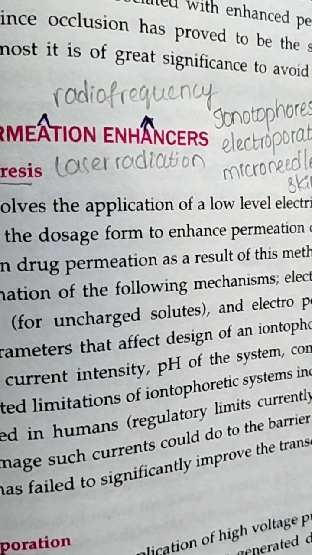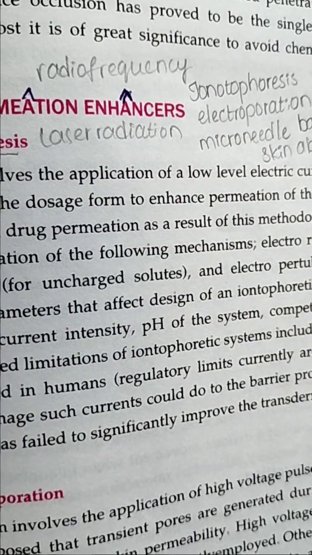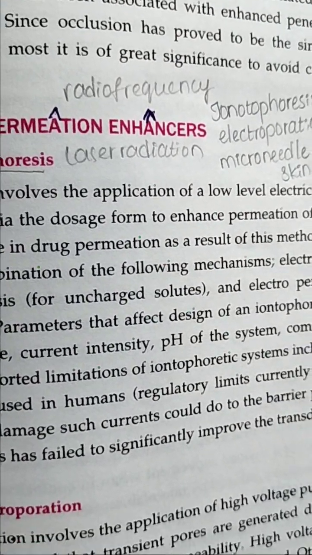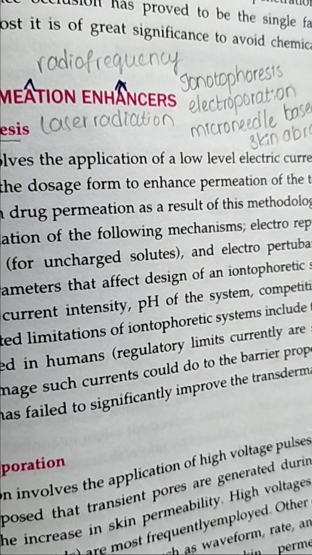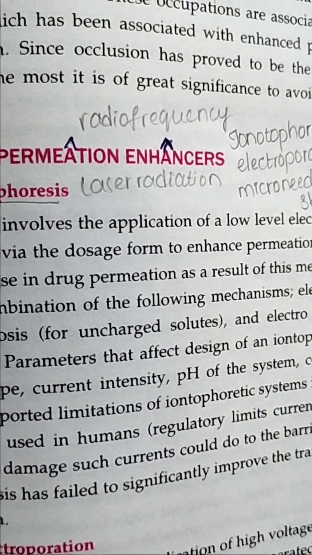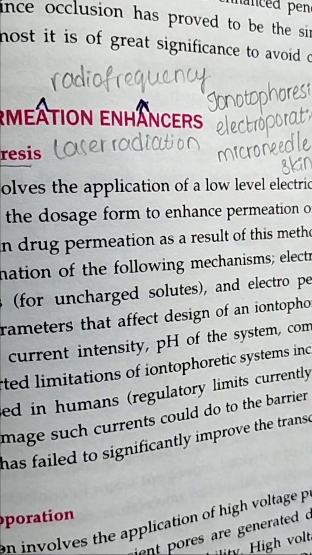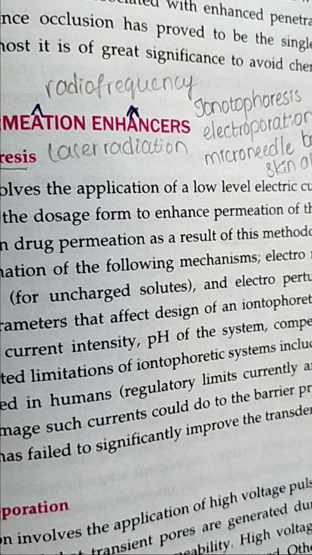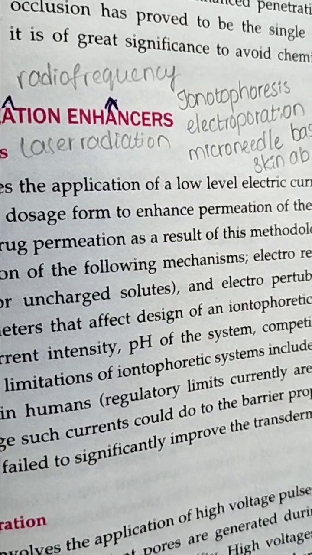It has been proposed that transient pores are generated during electroporation, which increases skin permeability. High voltages and short-term durations are most frequently employed in this method. Other electrical parameters which affect the delivery of dosage include pulse properties such as waveform, rate, and number. The technology has been successfully used to increase the skin permeability of molecules with different lipophilicity and sizes, namely small molecules, proteins, peptides, and oligonucleotides.